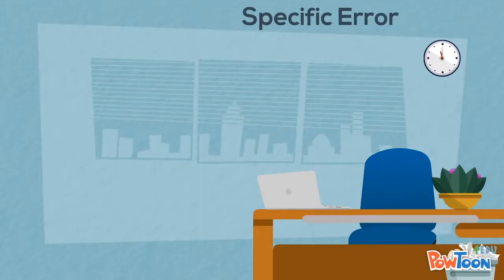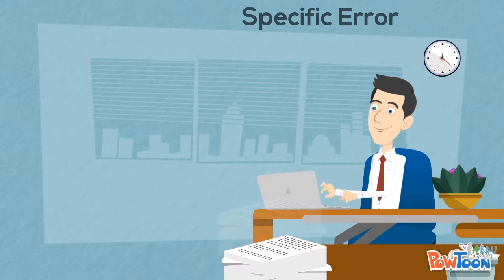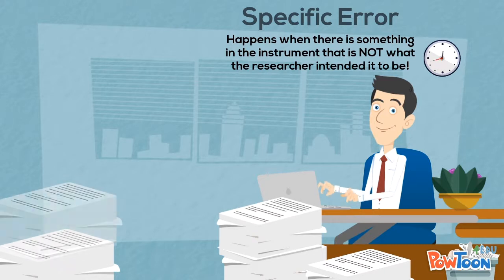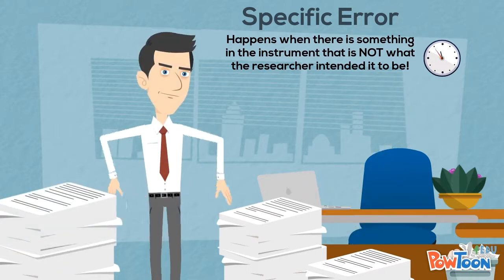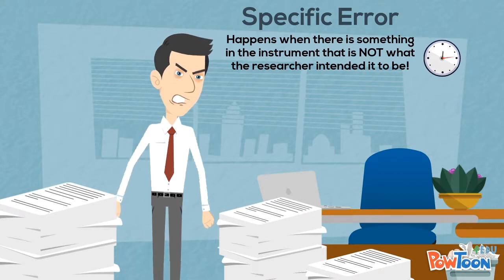Specific errors happen when there is something in the testing instrument that the researcher did not mean to be there. It is a confound, as the scores produced from the instrument may be measuring multiple things. The questions of the assessment may clue them in on what you're looking for.